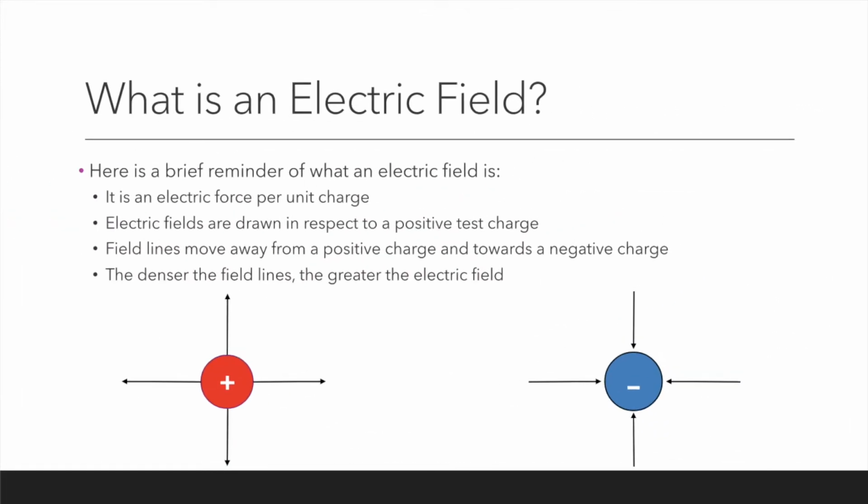So you should already know what an electric field is, but I thought it'd be a good idea to do a quick reminder. So here's your brief reminder of what an electric field is. It is an electric force per unit charge. Electric fields are drawn in respect to a positive test charge. So the field lines move away from a positive charge and towards a negative charge, and this is depicted in the pictures below. The denser the field lines, the greater the electric field.